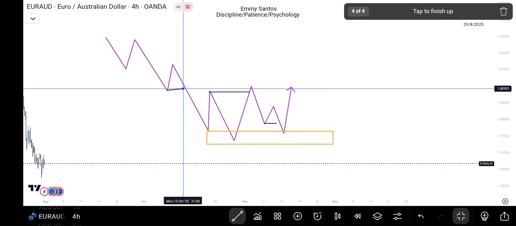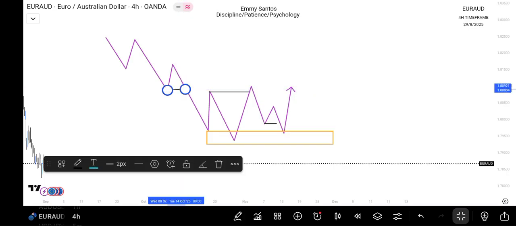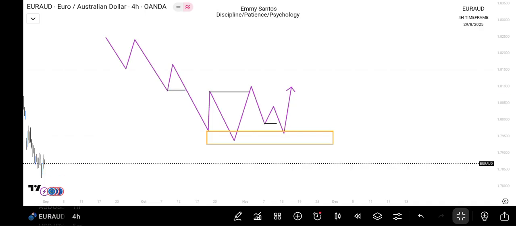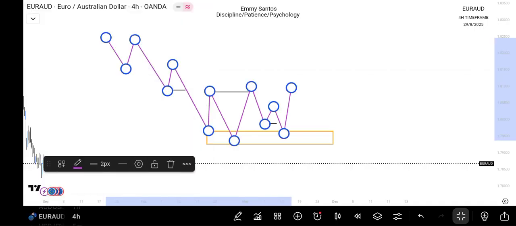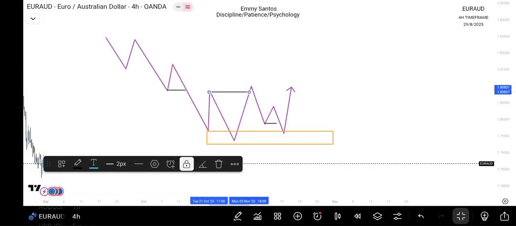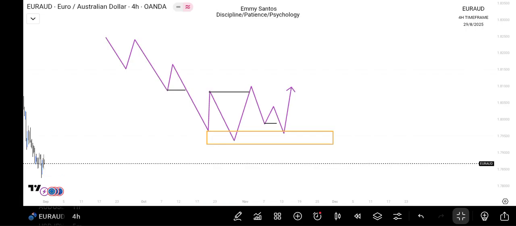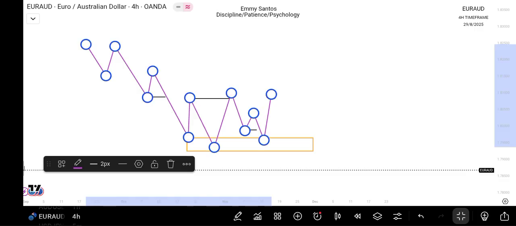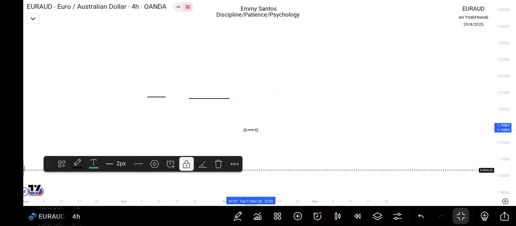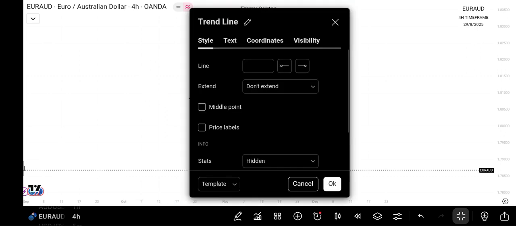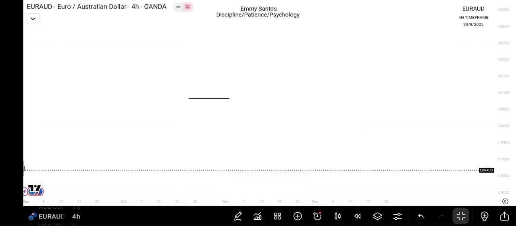Before marking your setup, there are two things I look out for. I normally look out for the break of structure, the BOS, and the inducements, and also my POI. How do I manage to have a good POI? Examples of POI that I use are mainly supply and demand and also order blocks.